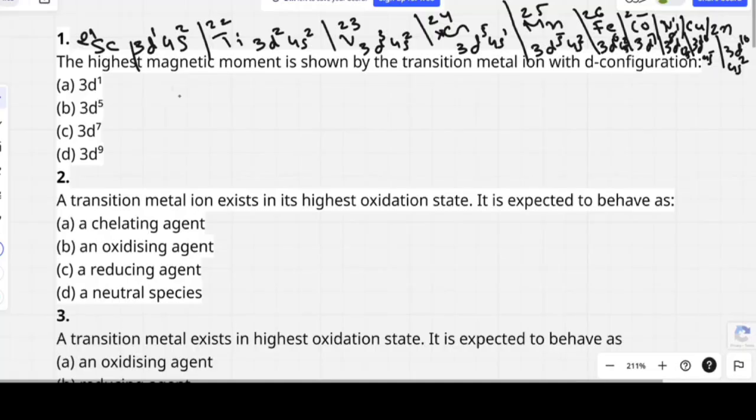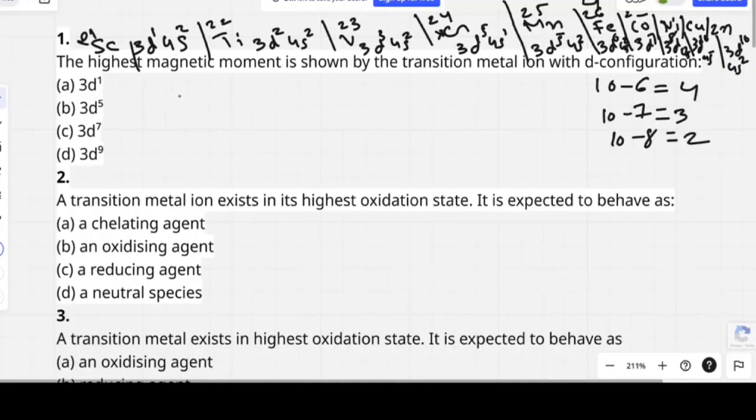So I give one hint. If the D orbital contains 6 electrons, the number of unpaired electrons is 10 minus 6, that is 4. For 3D6, it has 4 unpaired electrons. For D7, you have 10 minus 7, 3 unpaired electrons. For D8, you have 10 minus 8, 2 unpaired electrons, like this. This is the very important hint you have to follow while solving D and F block elements.